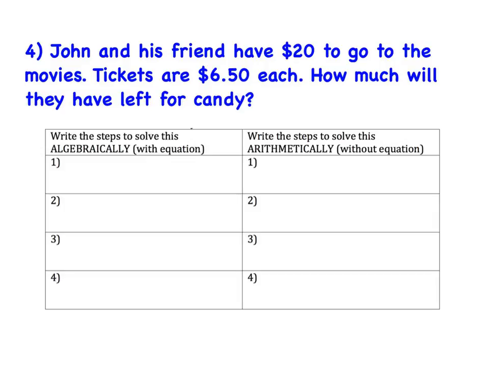Okay, John and his friend have $20 to go to the movies. Tickets are $6.50 each. How much will they have left for candy? So if I'm solving this arithmetically, I have John and his friend that have $20, and they're going to buy 2 movie tickets. So I could do 20 subtract 6.50, subtract another 6.50. Or I could do 6.50 times 2.